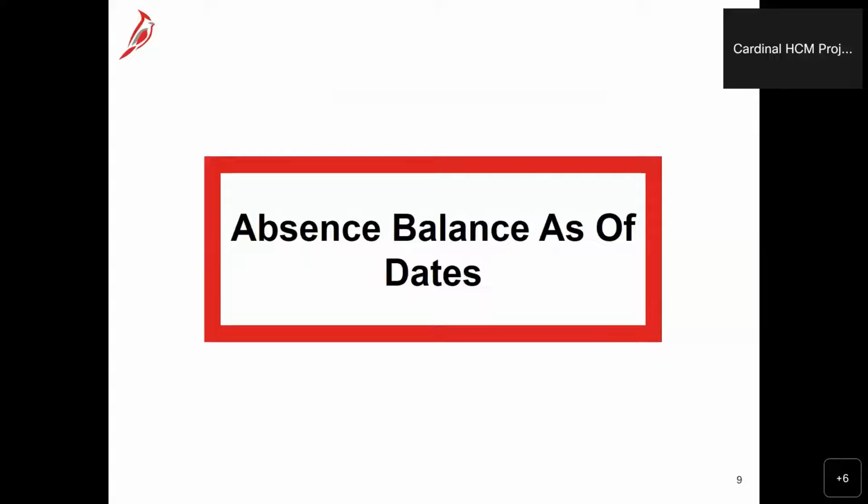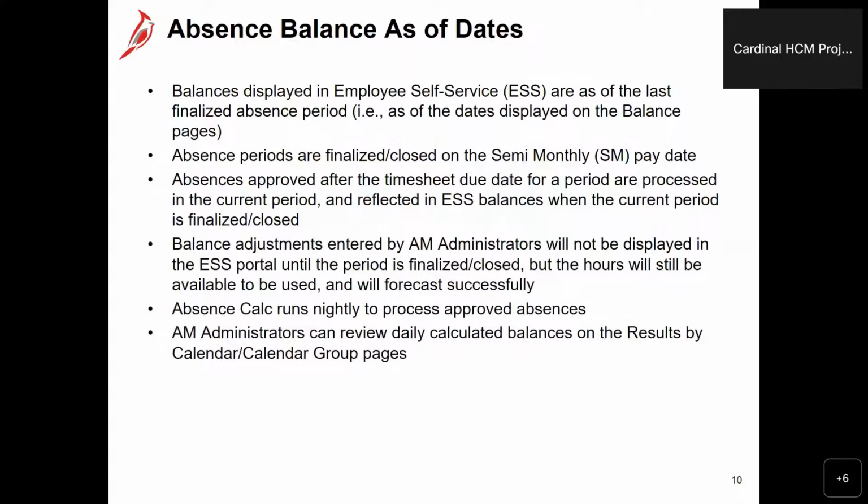So now we want to review a little bit more about those absence balance as of dates. So when are those absence balances available for the employee to view? Balances that are displayed in employee self-service, so for the employee to see, are as of the last finalized absence period. So these are those as of dates that display on those balance pages. The absence entitlement balances display on the absence tab, if they scroll down underneath where they create their new absence event. And these are also those balances that display on their timesheet in that left side menu where they can click on absence balances.